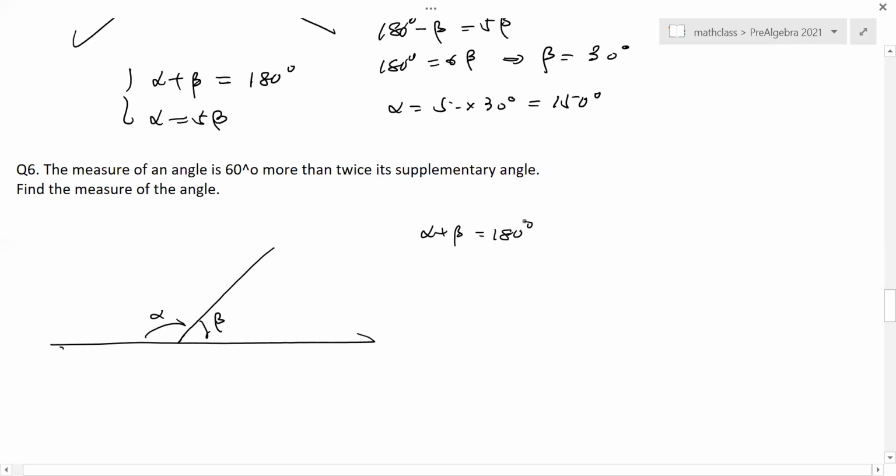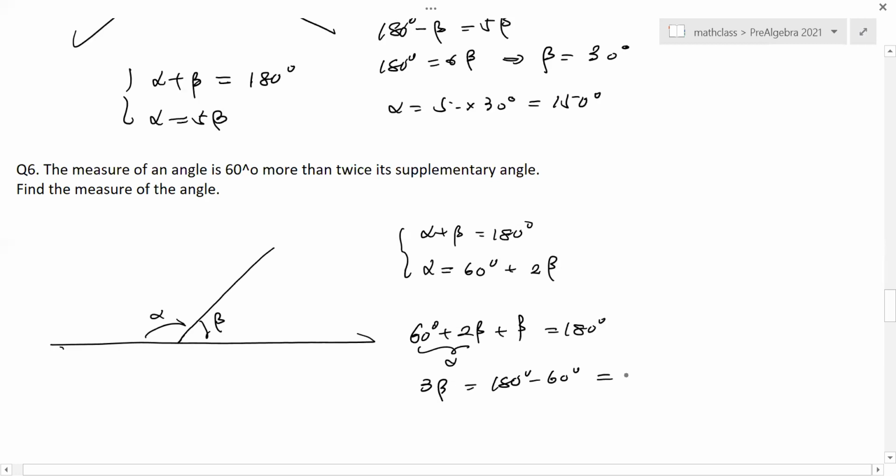The second equation says alpha is 60 degrees more than twice the supplement angle. So you have two equations, and then you can put the second equation into the first equation. So 60 degrees plus 2 beta, that's alpha, plus beta equals 180 degrees. So 3 beta equals 180 minus 60 degrees, which is 120 degrees, divided by 3, so it's 40 degrees.